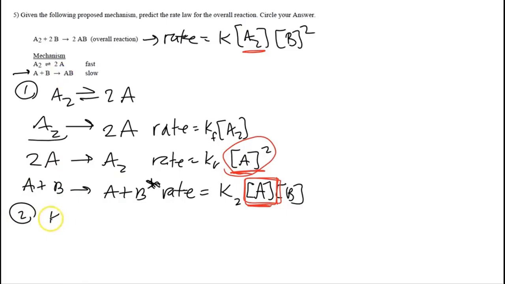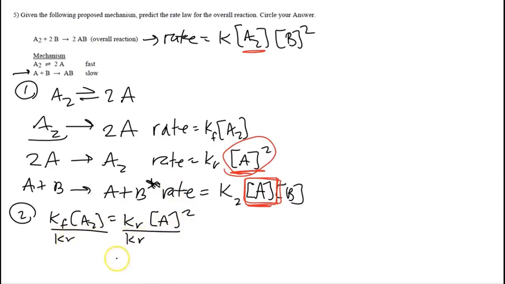So that means my K forward, which is going to be A2, is now equal to my K reverse because we are in equilibrium, and this is going to be A squared. So to isolate the concentration of A by itself, I'm going to divide by K reverse. Okay, now I have A squared equal to KF over KR times A2. Now, as you can see, I'm trying to get A by itself isolated, so I have to take the square root of both sides.